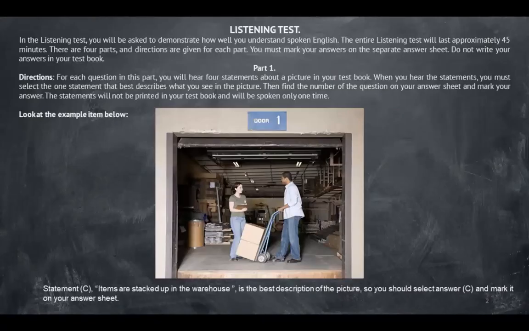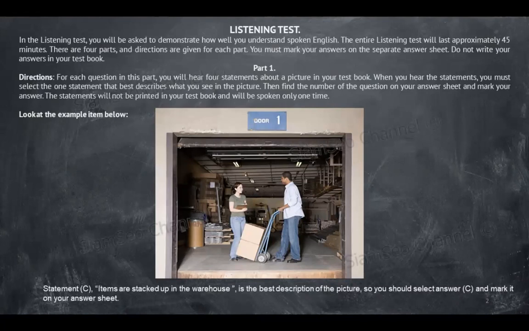Listening test. In the listening test, you will be asked to demonstrate how well you understand spoken English. The entire listening test will last approximately 45 minutes. There are 4 parts, and directions are given for each part. You must mark your answers on the separate answer sheet. Do not write your answers in your test book.